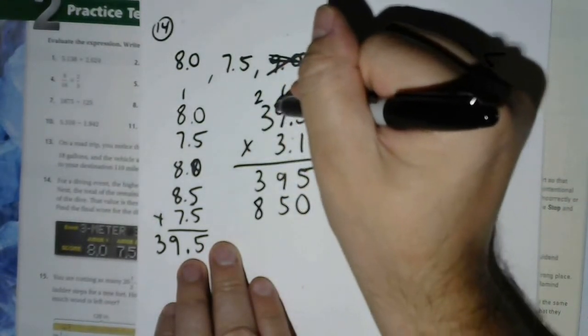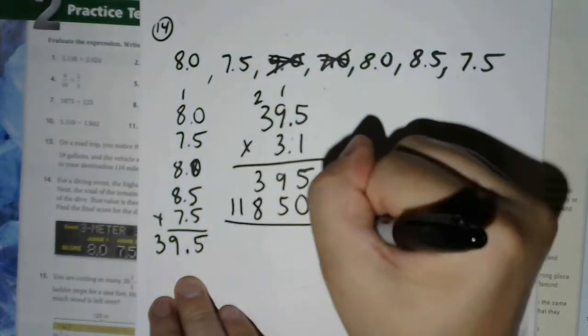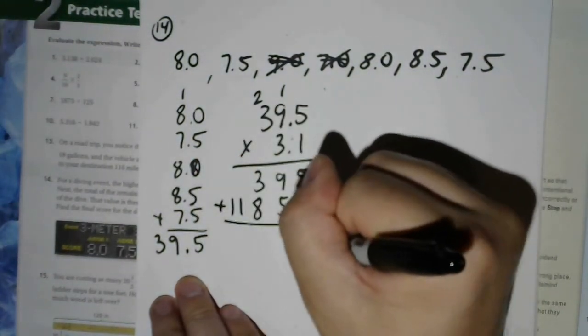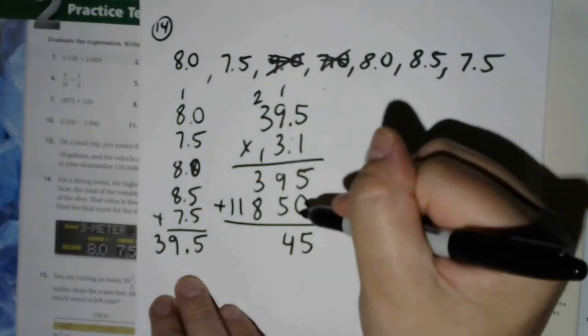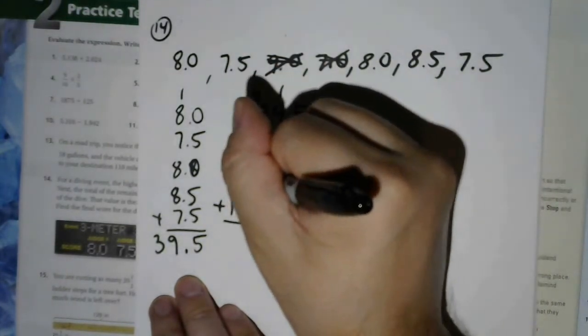And 3 times 3 is 9, plus 2 is 11. Now I'm going to add them together. Notice I've ignored all the decimal points here because I don't care about them. I mean, I do care. They're special to me. I just don't care that much.